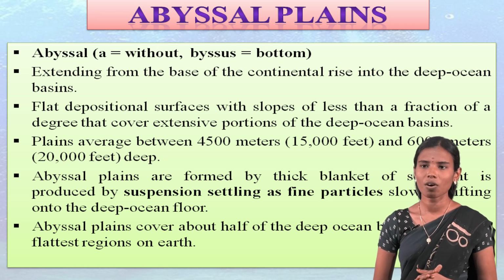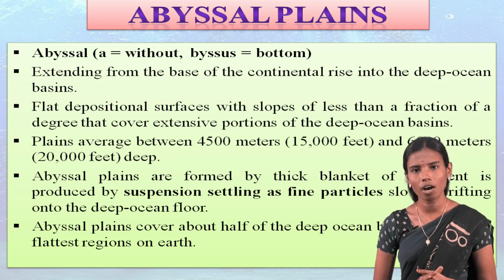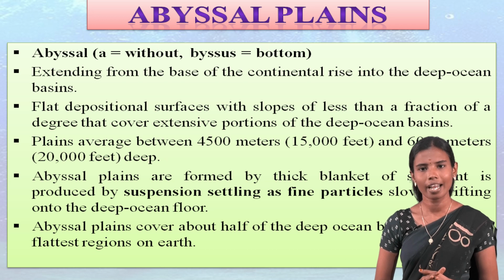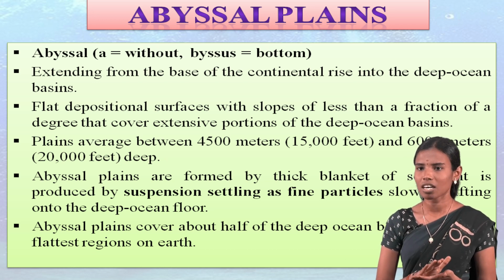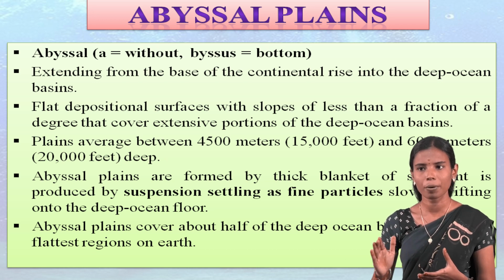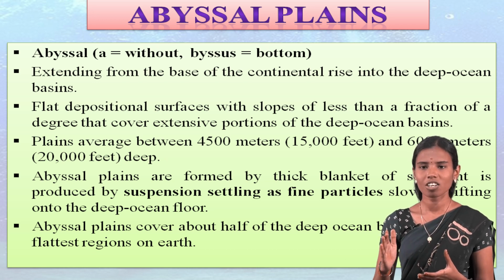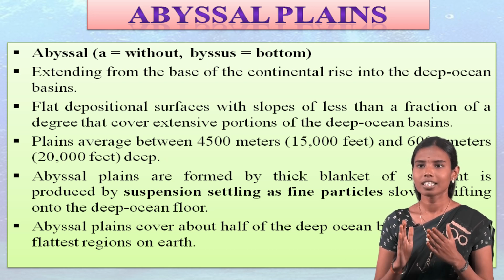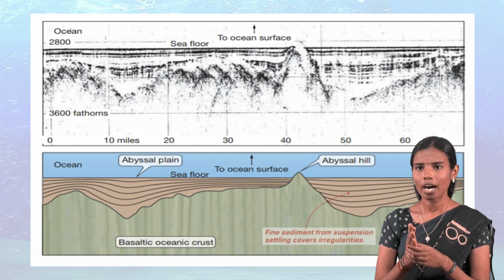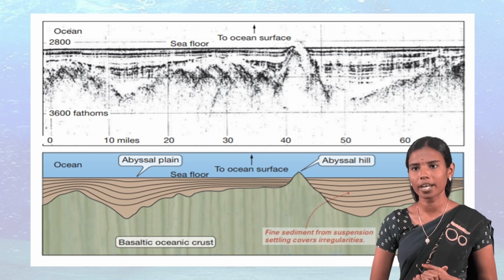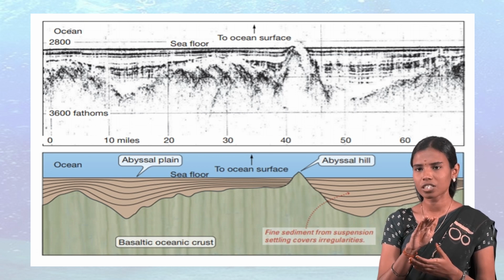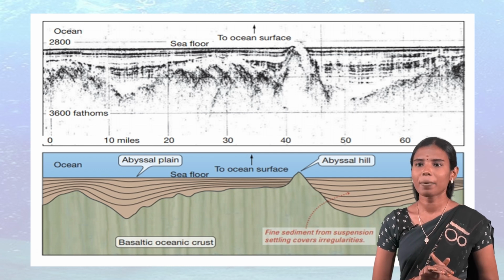The abyssal plains are formed by a thick blanket of sediment produced by suspension settling of fine particles like silt, clay and sand slowly drifting onto the deep ocean floor from the continental margin. The abyssal plains cover about half of the deep ocean basin, that is more than 50%, and are the flattest region present on the earth. This is the picture of an abyssal plain. In this you can see the irregular topography of the abyssal plain, and the deposits laid down by turbidite deposits located in the abyssal plain.